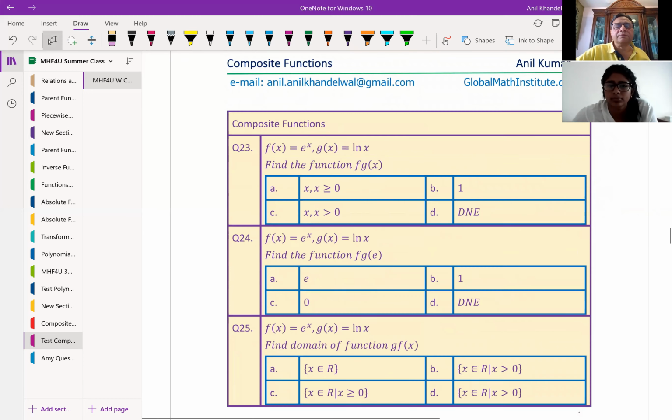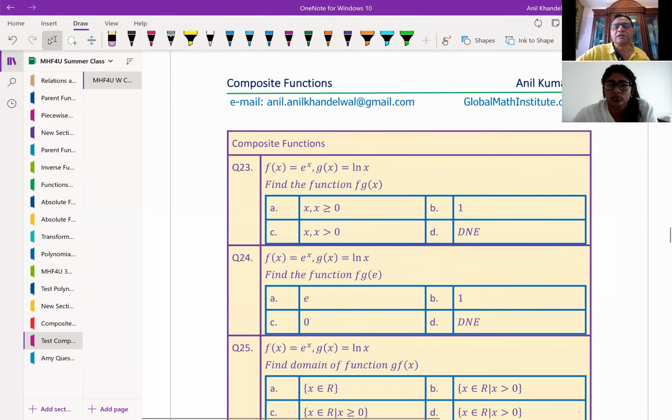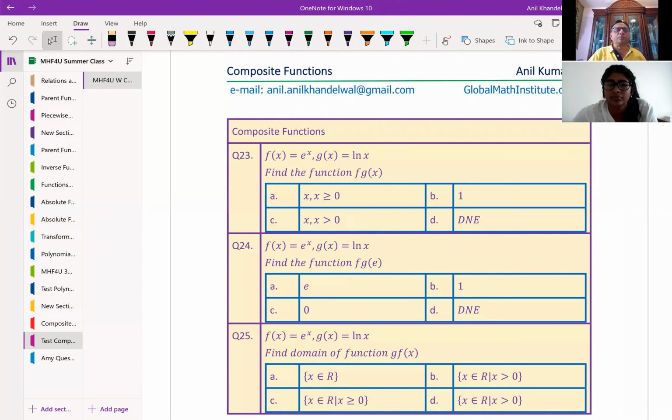I have taken up the exponential function, which is again a slightly challenging topic for you, since we have not done it really at length. But anyway, we have some idea about it. You learned about it in year 12, correct? So f of x is e to the power of x and g of x is ln x. Find the function f of g of x. Tell me this function, f of g of x.